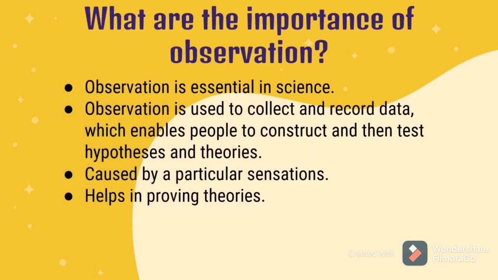What is the importance of observation? Observation is essential in science. It is used to collect and record data, which enables people to construct and then test hypotheses and theories. It is also caused by a particular sensation as mentioned before, and it helps in proving theories.